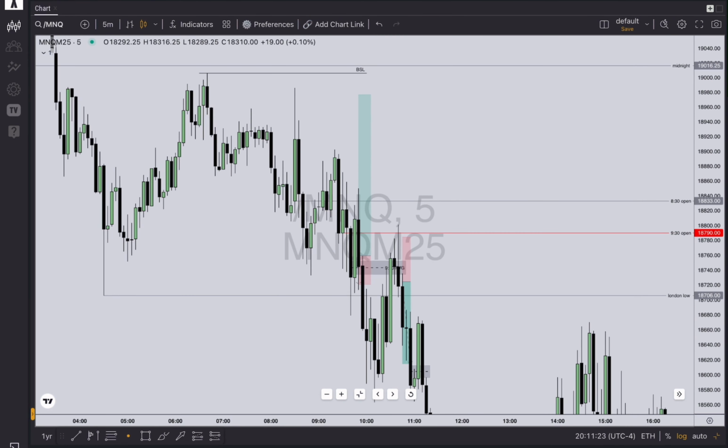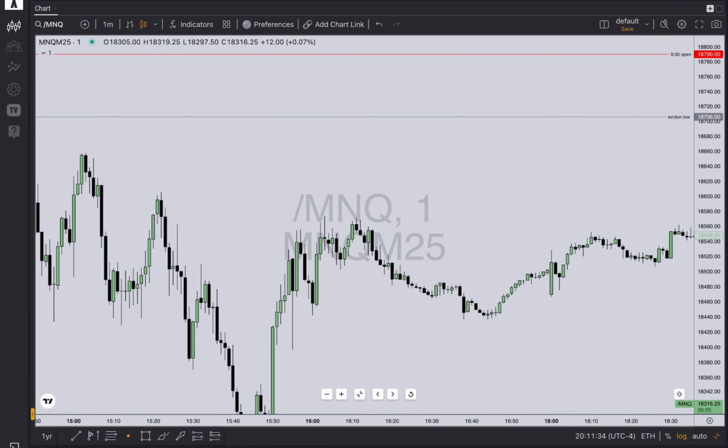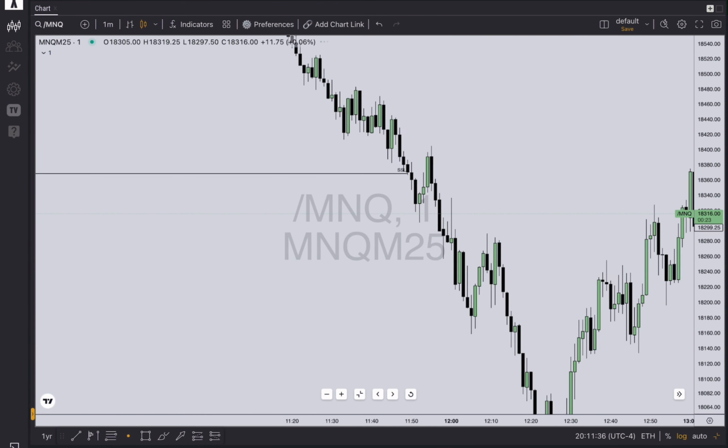So 5 minute candle, you can see here, an engulfing 5 minute candle. We close above it, making this an order block. I really like that. That is a nice sign for me. And then we go down to the 1 minute, and obviously waiting for my timing, which is macro.